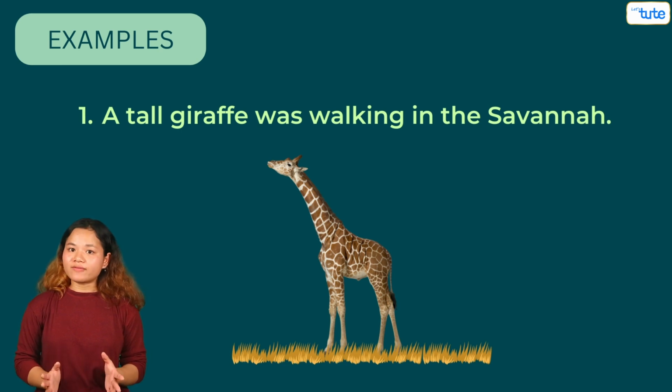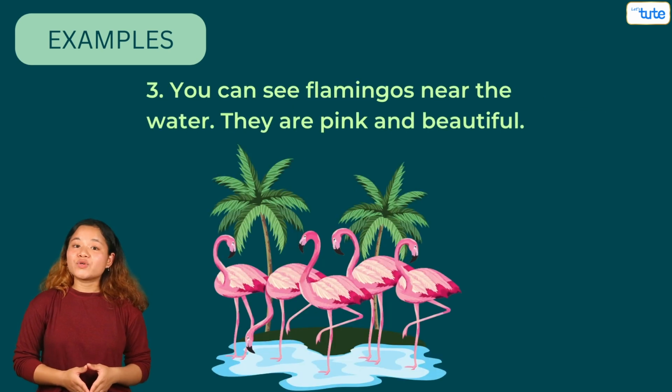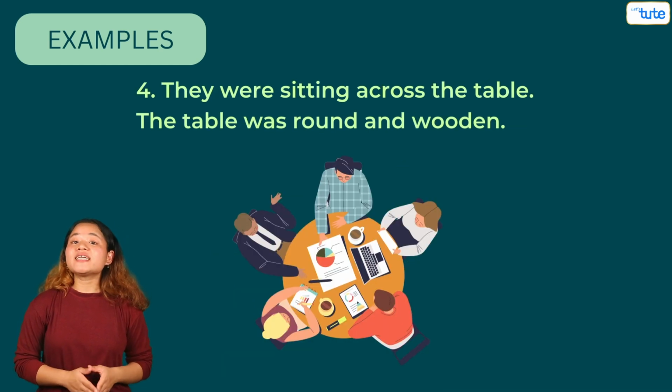A tall giraffe was walking in the savannah. I have read 5 books so far this year. You can see flamingos near the water. They are pink and beautiful. They were sitting across the table. The table was round and wooden.